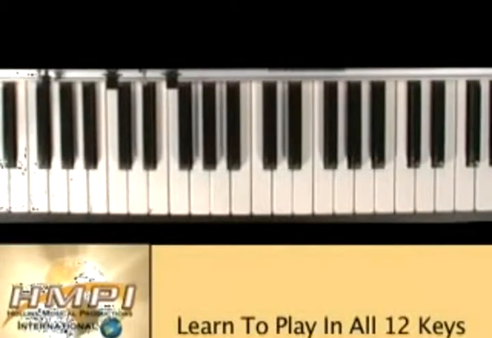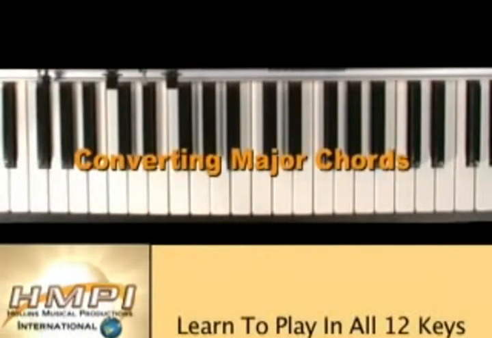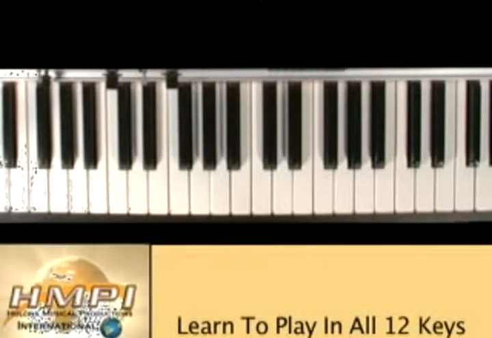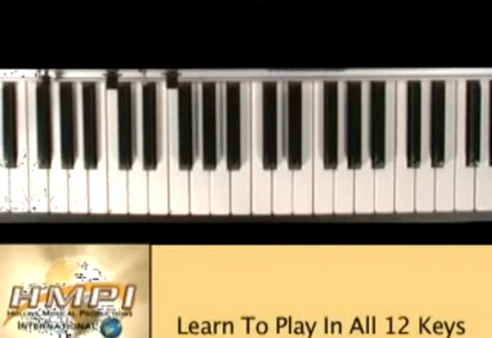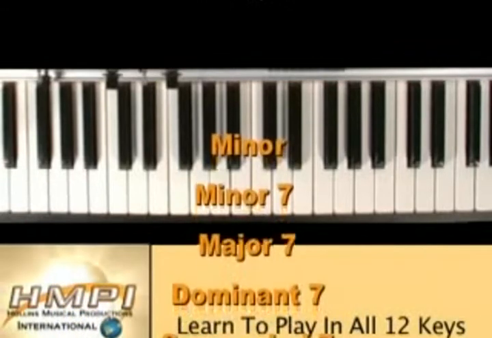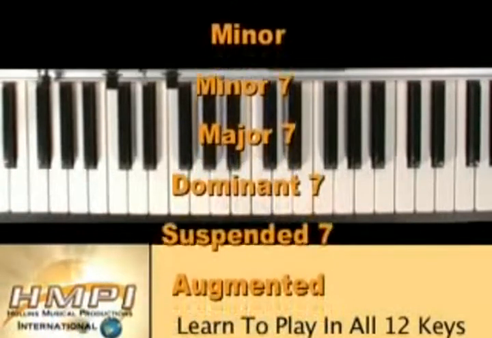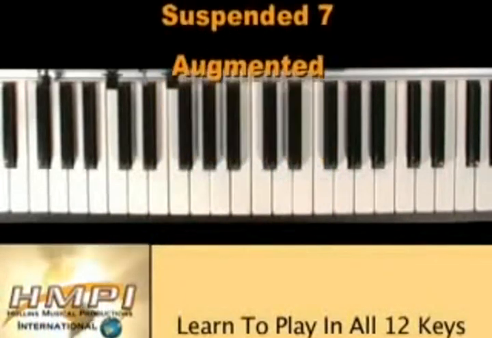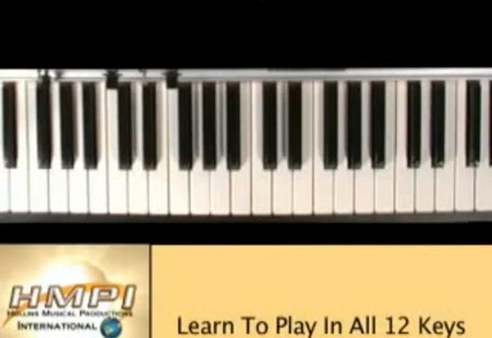Alright, now that we've learned our major scales and our major chords, now I'm going to show you how to take the major chords that you know, all 12 major chords, and convert them so that they can be other chords that you need to play. For example, minor, dominant 7, major 7, minor 7, augmented, and suspended 7. I'm going to show you how you can play a major chord and convert that particular major chord into any one of these chords that I just mentioned.